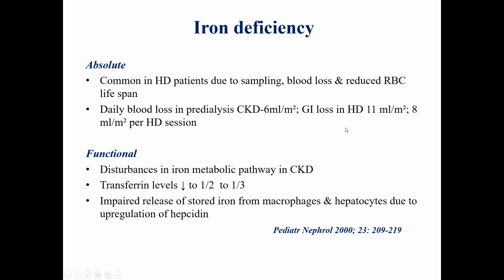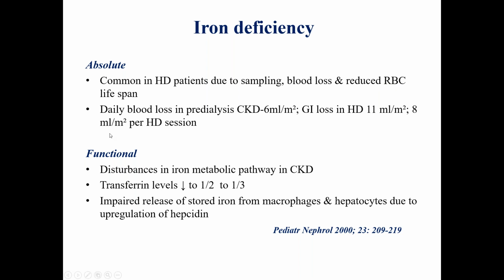Now, a word about iron deficiency in patients of chronic kidney disease. Well, the absolute iron deficiency occurs because many of these patients who are especially on hemodialysis would undergo repeated sampling. Then there could be blood loss during dialysis, and also we have seen that in uremic milieu, the span of RBCs is rather reduced. From a normal span of 120 days, this RBC span gets reduced to about 80 to 90 days, and this also leads to a lot of iron deficiency.